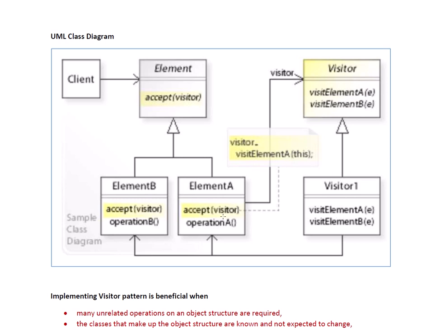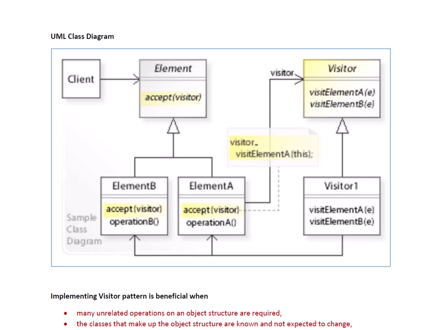And what does this visitor do? This visitor will perform visitor dot visit element A, by passing this. Element B and element A are concrete classes of your element interface, and they implement the method accept of visitor. It accepts a visitor object, and that visitor object calls visitor dot visit element A, passing the element itself to the visitor, and the visitor will perform that operation in the visitor class. That's what it is showing.